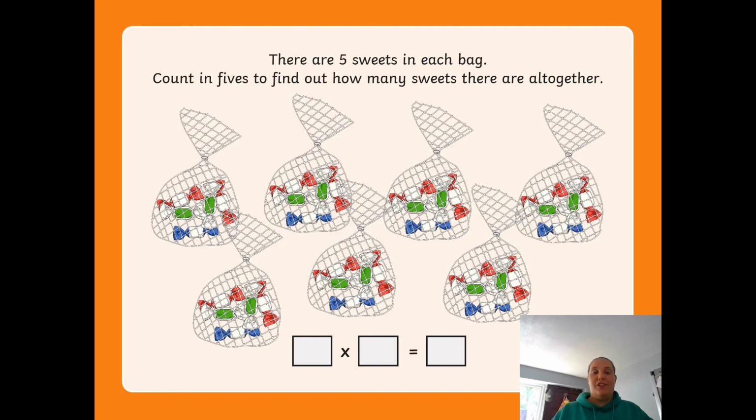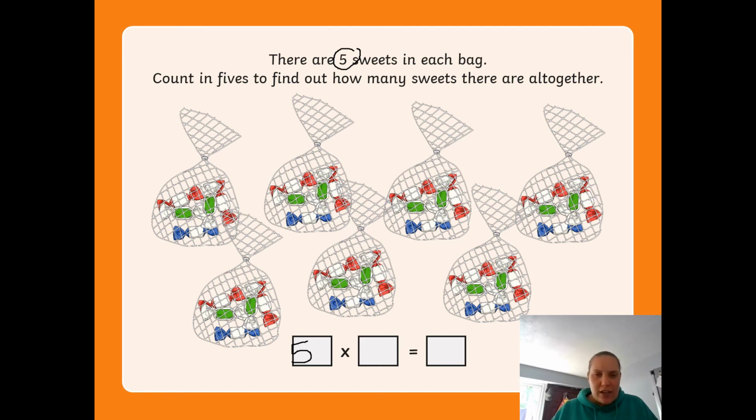Okay, so this time we have got 5 sweets in each sweet bag, so that's an important piece of information. Now this one isn't an array because it isn't set out as an array, it's set out in groups. So there are 5 sweets in each bag. We've got to count in 5s.